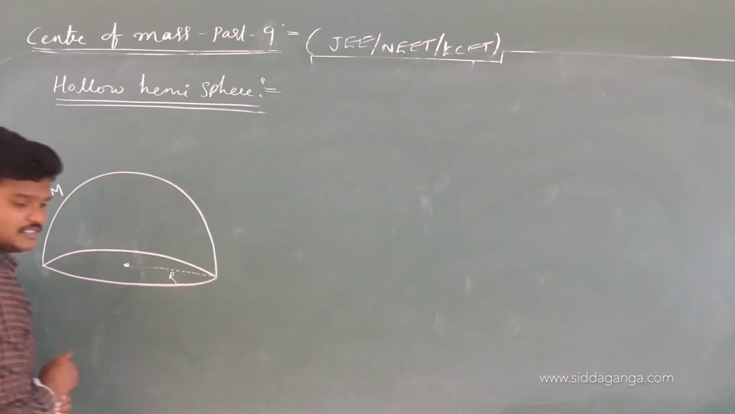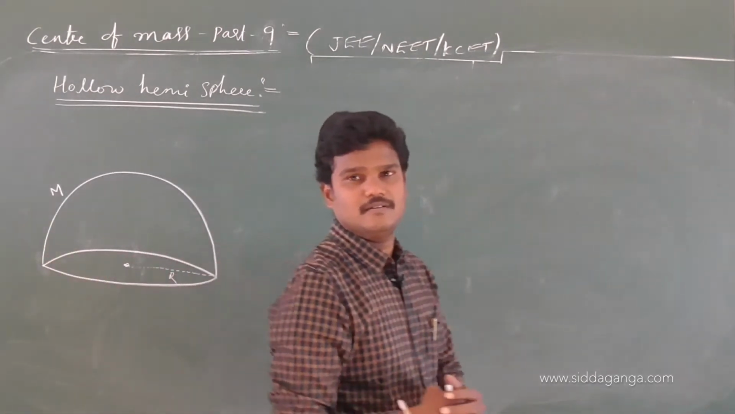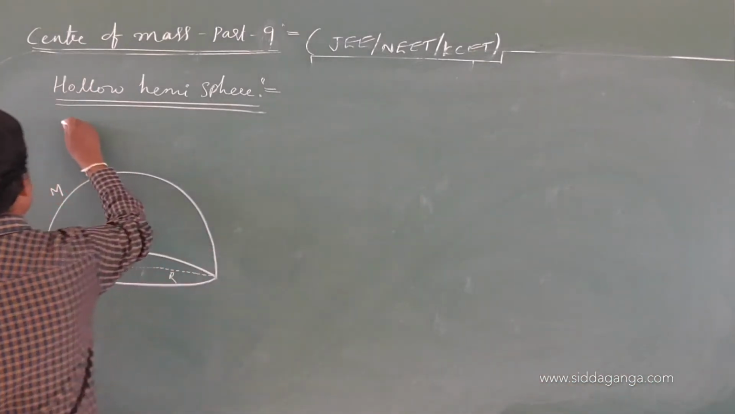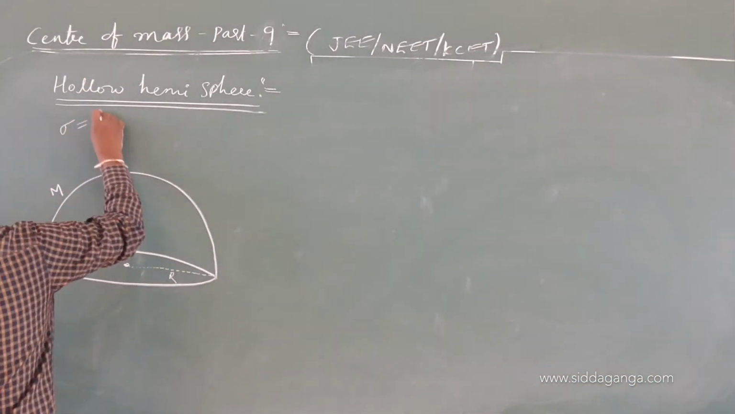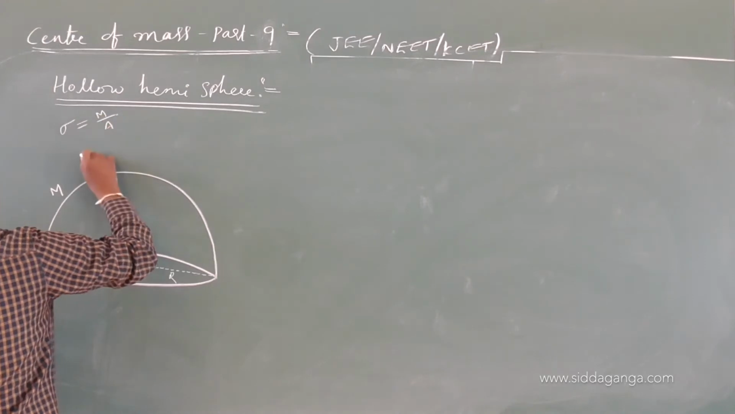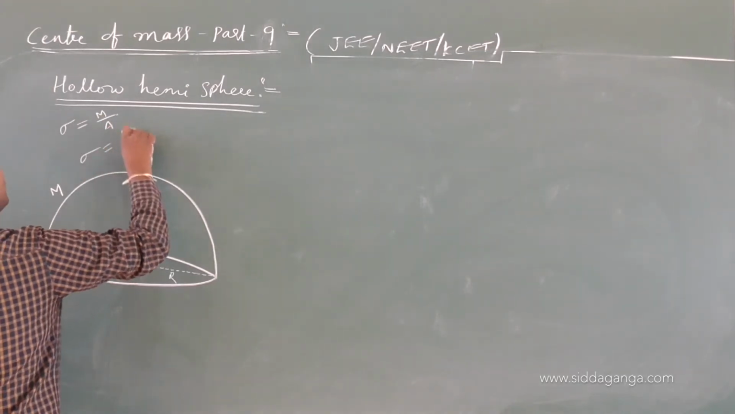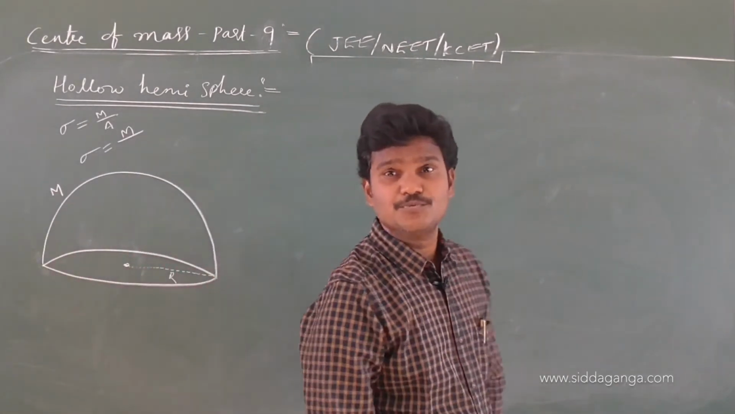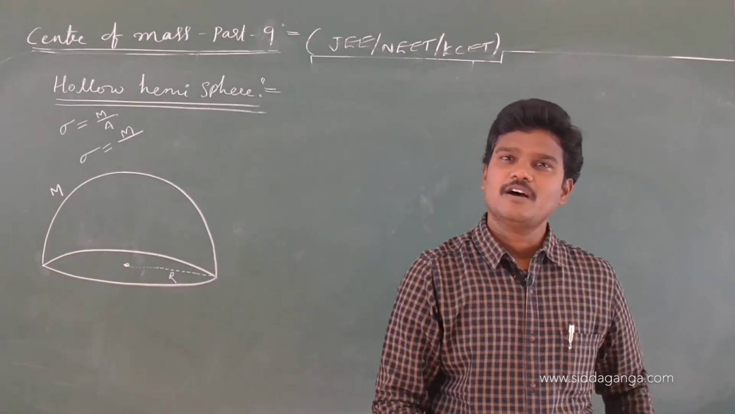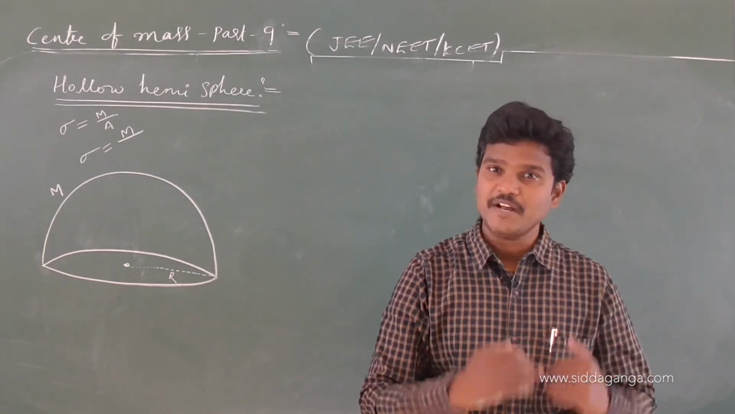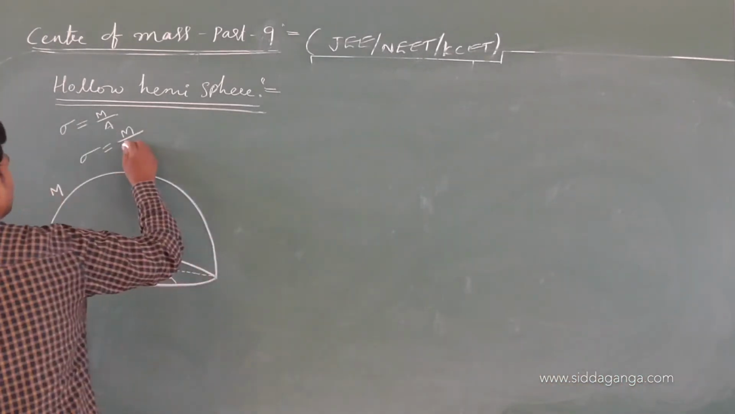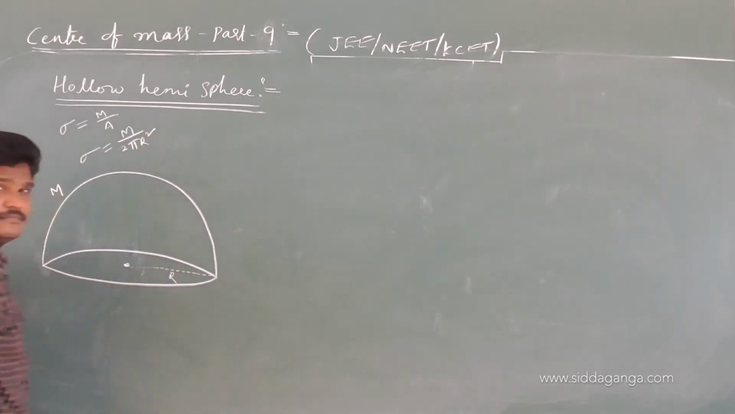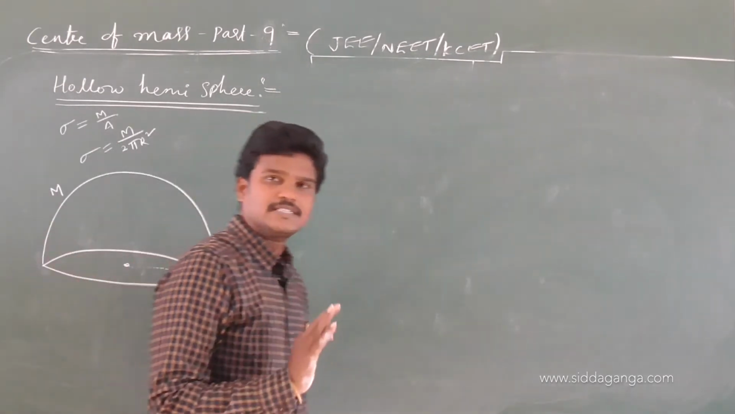Okay. And see, this is also an areal object, so it will have sigma. What is sigma? Sigma is nothing but mass per area. Tell me the area of this hollow hemisphere. For a full sphere, it is 4 pi r square. For a half sphere, 4 pi r square by 2. So, what is the area now? 2 pi r square. Got it? Area is clear. So, I got sigma.